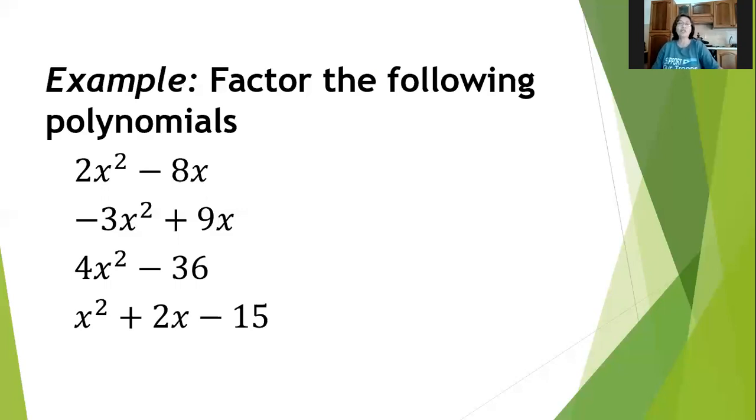And the last one, we have x squared plus 2x minus 15. We have to find the factor, the binomial. The factor of the equation is a binomial. Considering the example, okay, let us continue.